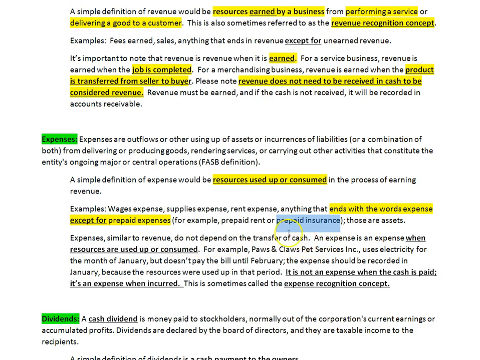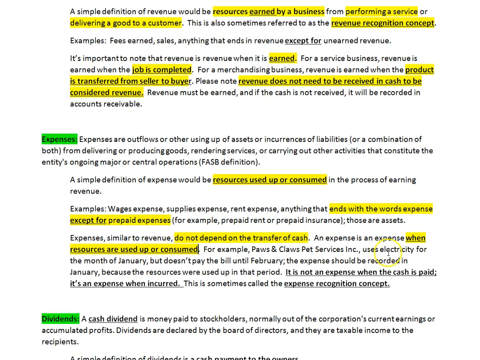Alright, very similar rule here to the revenue. It does not depend on the cash transferring. So an expense is an expense when we consume it, not when we pay the bill. So an expense is an expense when the resources are used up or consumed. We're going to give you an example here.